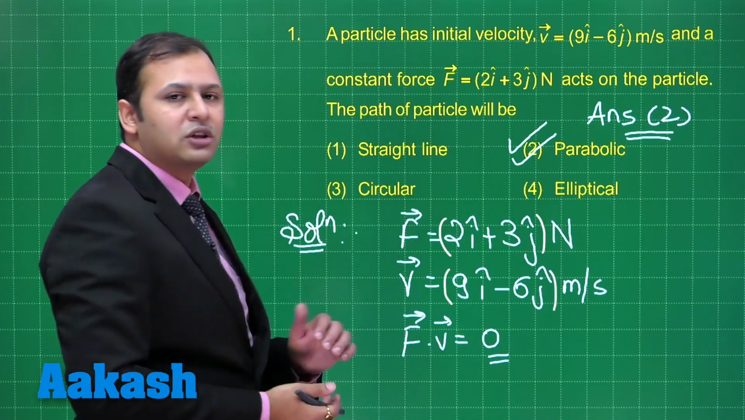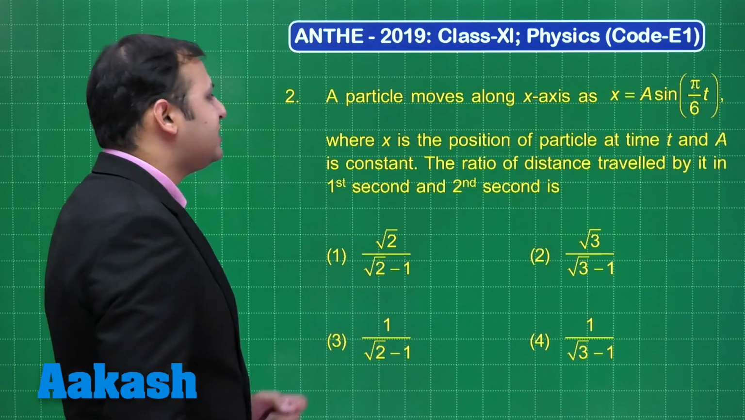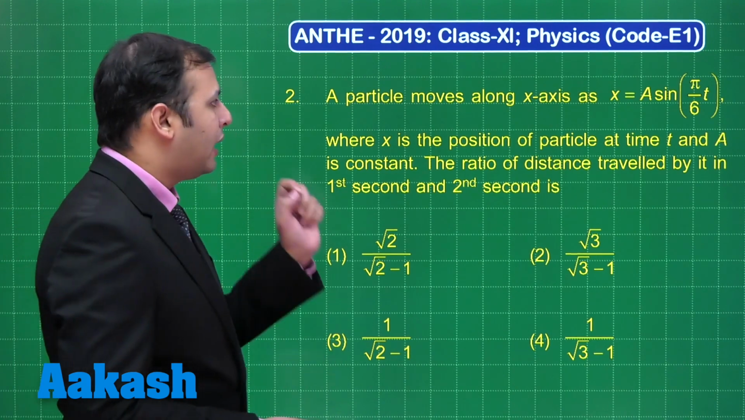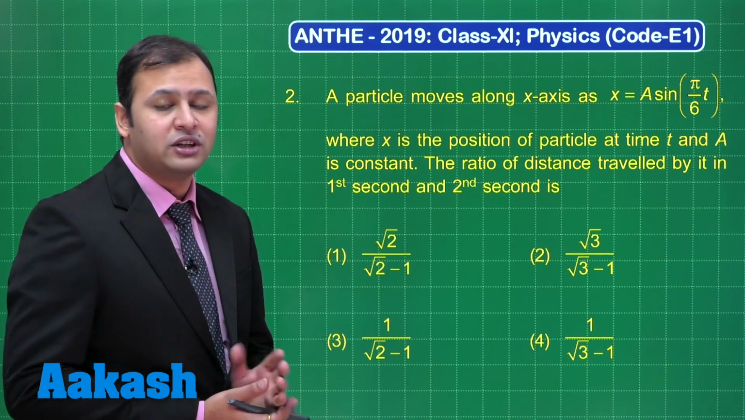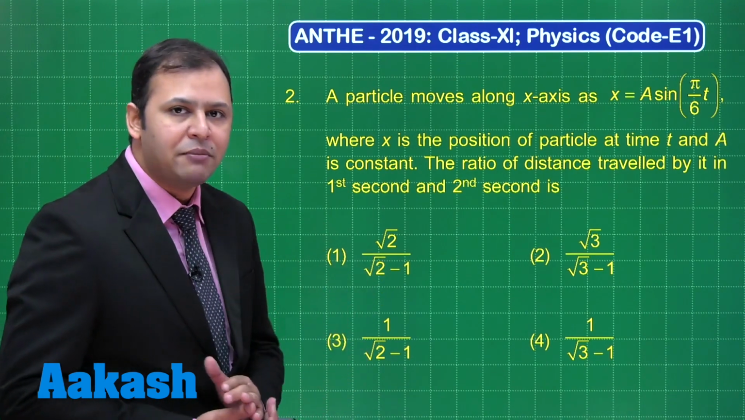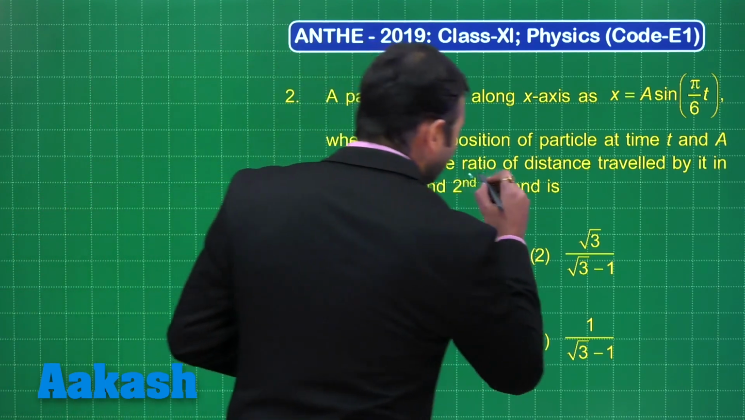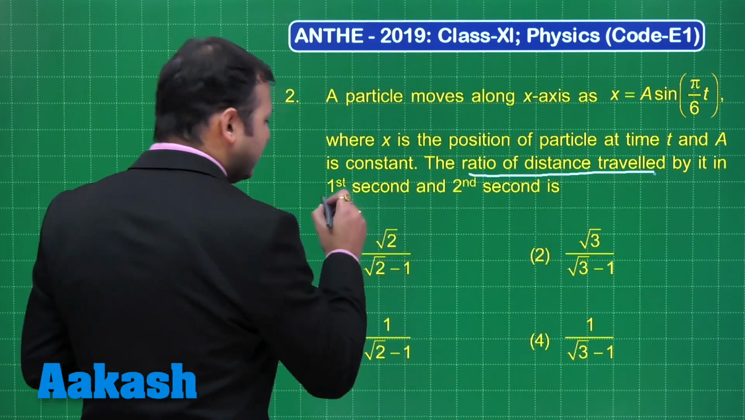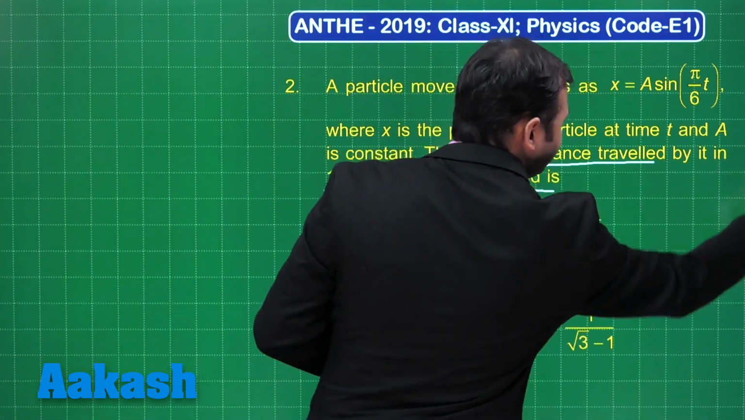I hope you have understood the question very well. Now let's move on to our next question. As you can see, the second question states: a particle moves along the x-axis as per the given equation, which shows it is performing SHM, where x is the position, t is the time, and a being amplitude is constant. What we have to find is the ratio of distance traveled by the particle in the first second and the second second, right? Let's start with the solution.